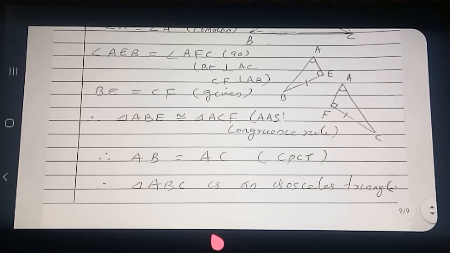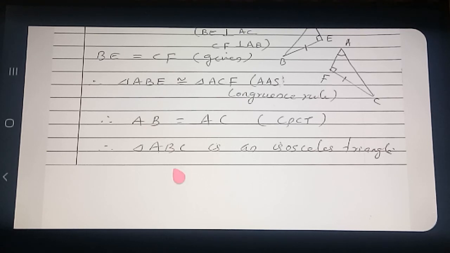Okay, students? Okay, study all of these writers properly, one by one. Several times you write and see. Then you will easily get it.